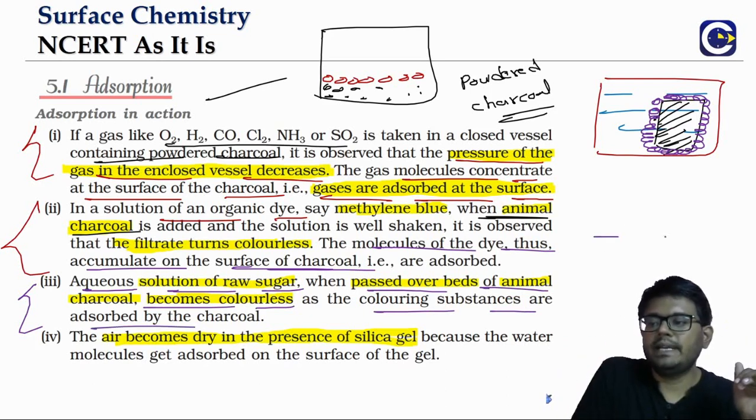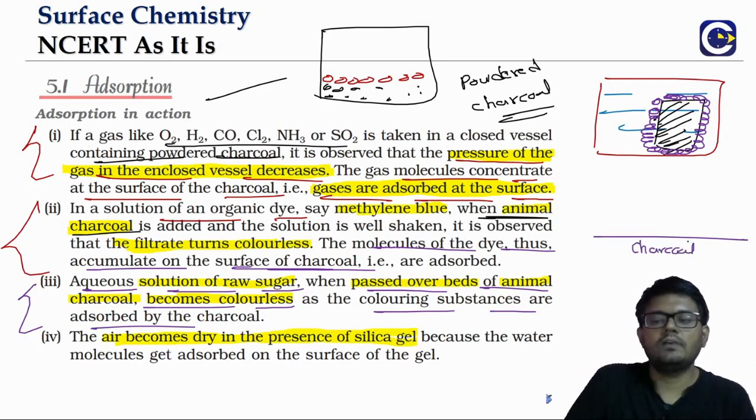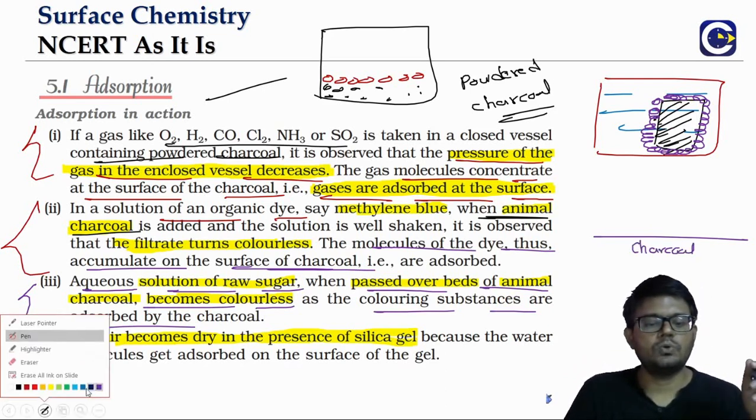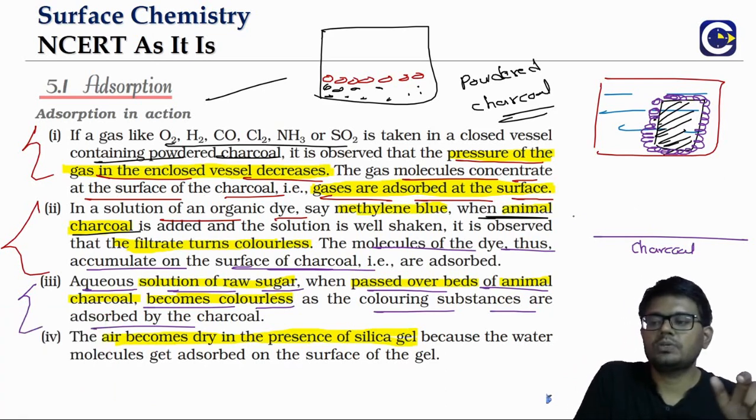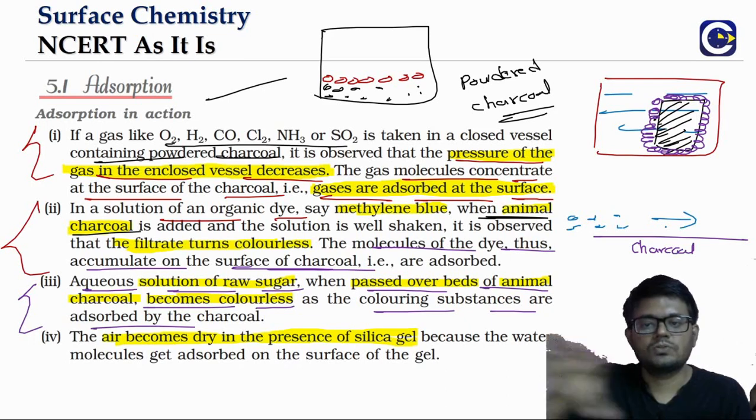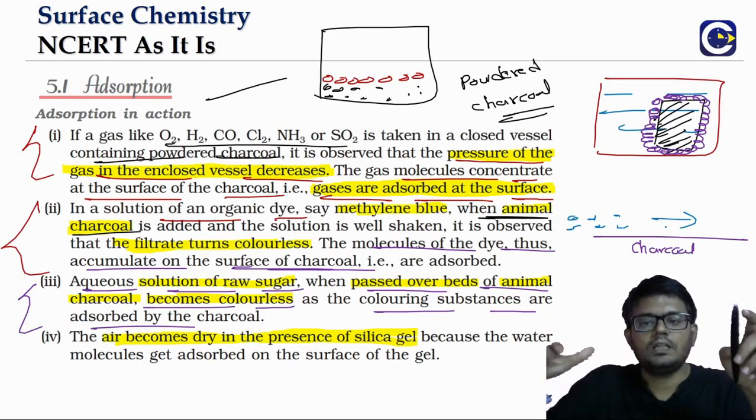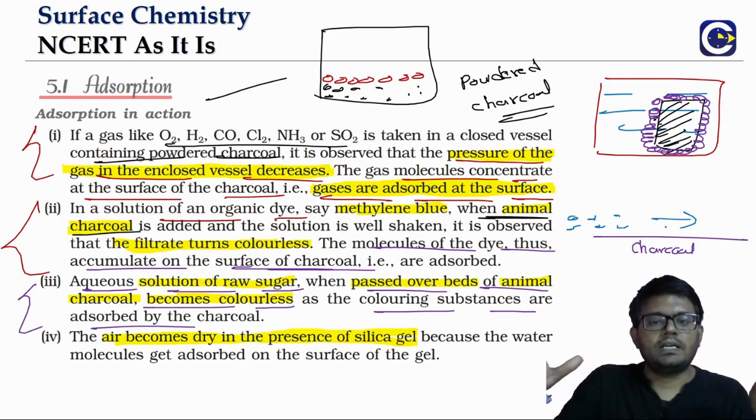So you take a bed, this is the bed of the charcoal, and we are passing that colored solution over it. So we pass the colored solution over the bed. By the time the solution is coming out of the bed, all the coloring particles would have settled on the surface of the charcoal.